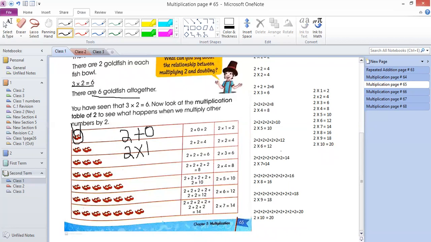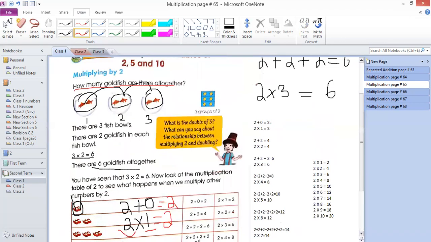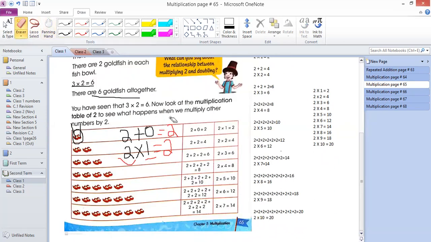Why 2 multiplied by 1? Because there are total 2 fishes and there is only one group of 2. So 2 times 1 is equal to 2, or 2 plus 0 is also equal to 2, like here. Okay. Now, come to the second one.